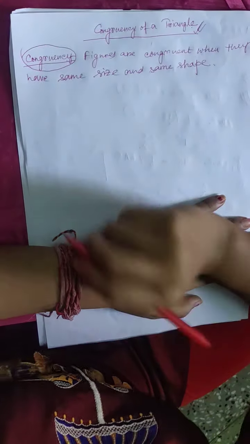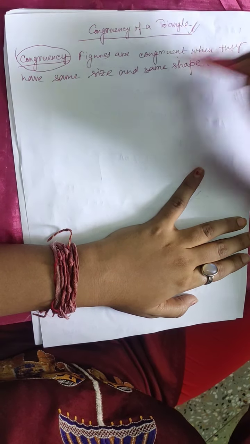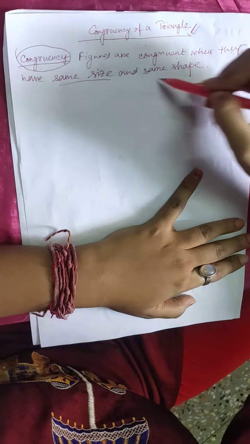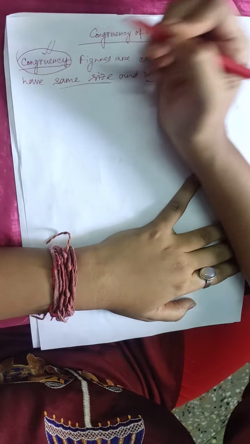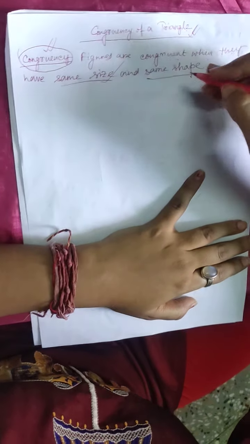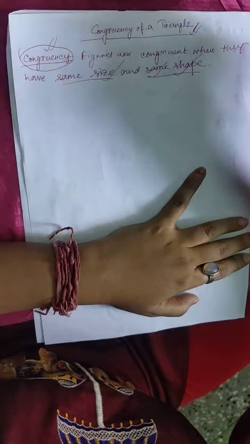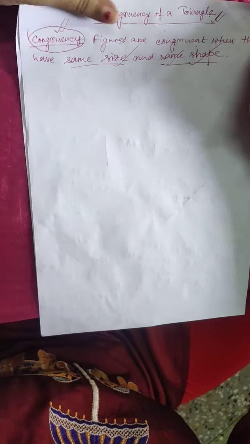What is congruency? Figures are congruent when they have the same size and same shape. Okay, so which figures are congruent? Figures that have the same size and same shape. Now, there are many examples of congruent figures.